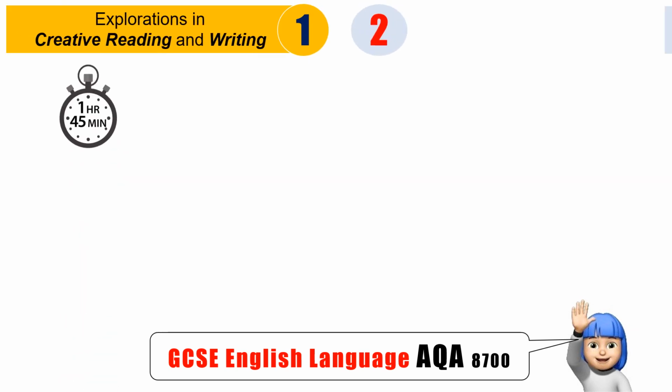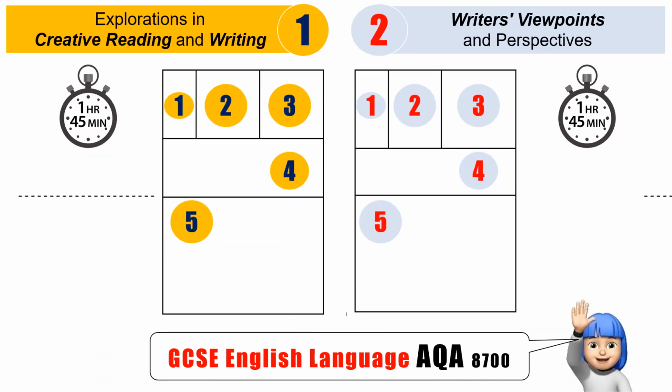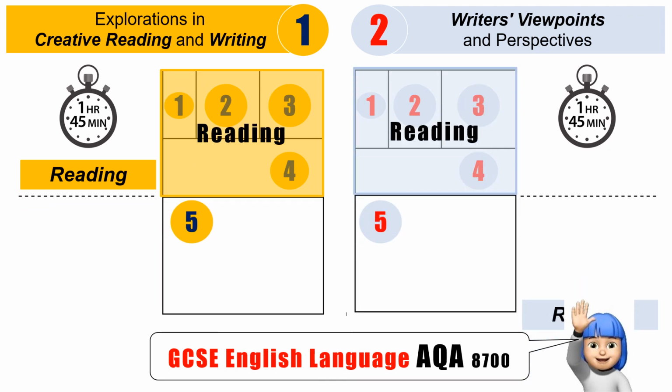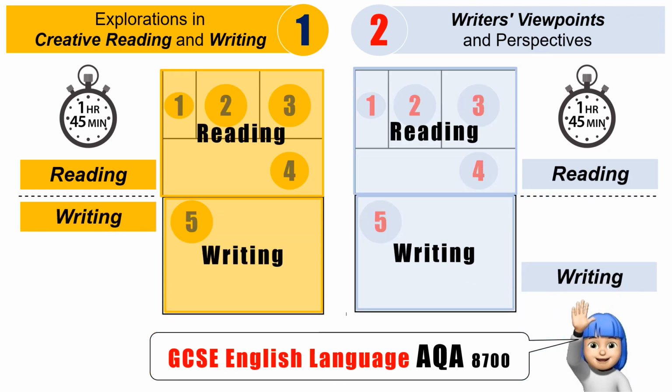So this is your guide to how to do the GCSE English Language AQA qualification. This is going to be focusing on paper 1, which is the creative reading and writing, where you're going to be reading a story and doing a bit of creative writing for question 5.